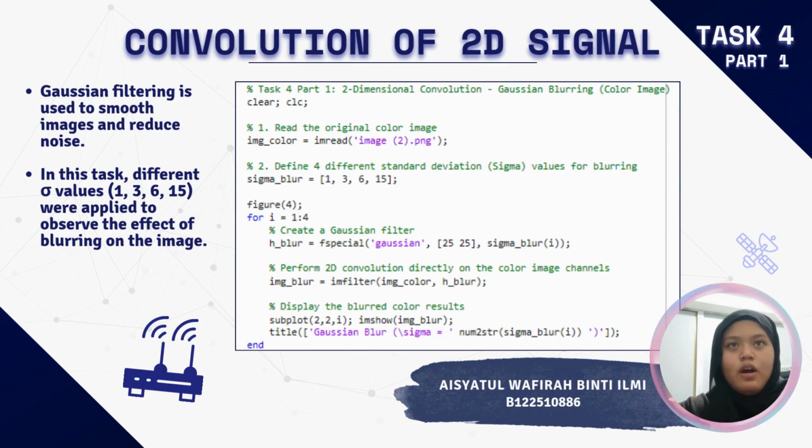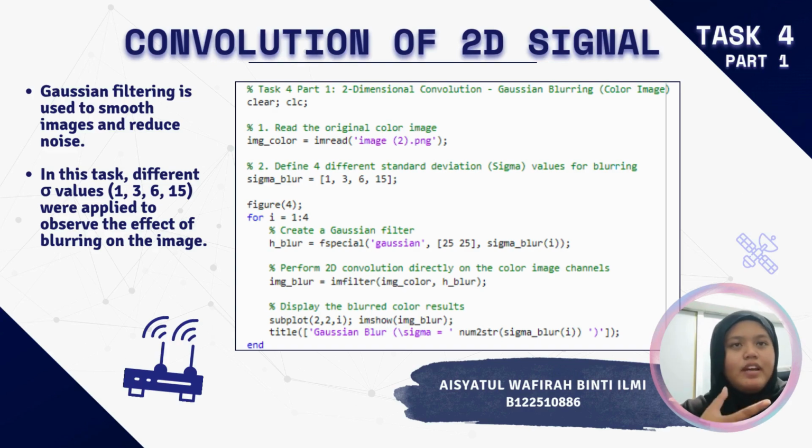So now I'm going to explain task 4. Task 4 part 1 is convolution of a two-dimension signal using a Gaussian filter. In this task, we use our original color image and apply Gaussian blur to smooth the image and reduce the noise. Gaussian blur works by convolving the image with a Gaussian kernel. This means that each pixel is replaced by a weighted average of its neighbor pixels, producing a smooth image.